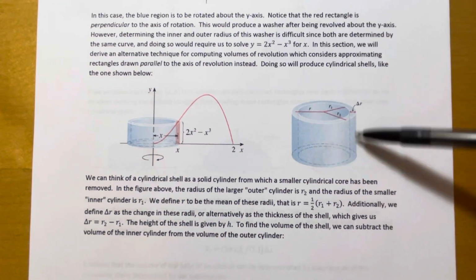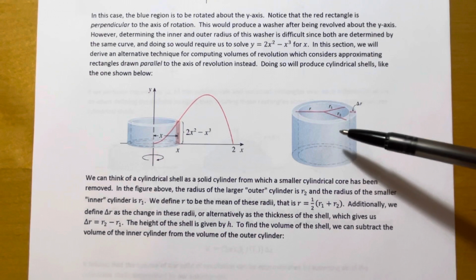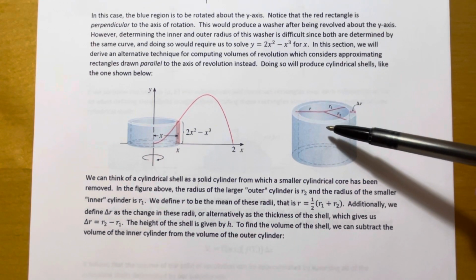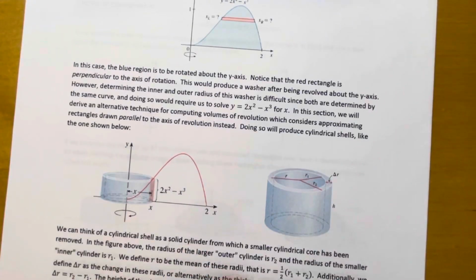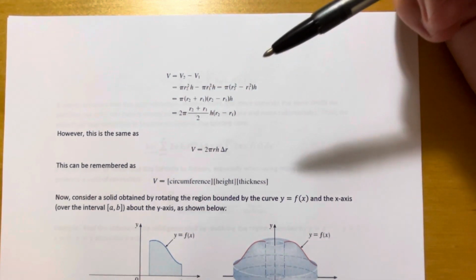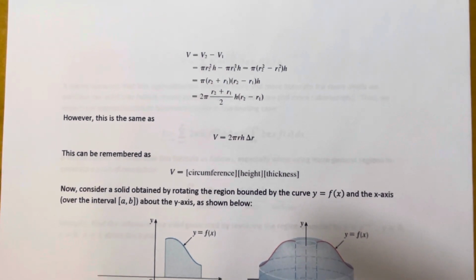So how do we find the volume of this? Well, like I said before, the volume of this shell is just the volume of the larger outer cylinder minus the volume of the smaller inner cylinder. We're going to do that on this next page. So up here at the top, I'm going to let V2 represent the volume of the outer cylinder. V1 is the volume of the inner cylinder. I think I could zoom in just a little bit there.